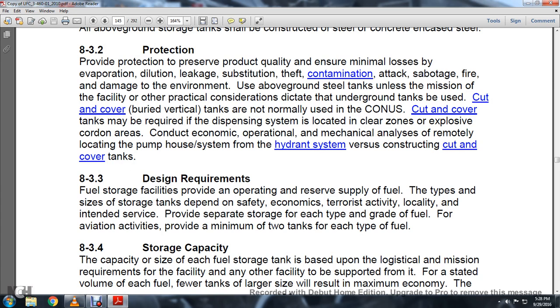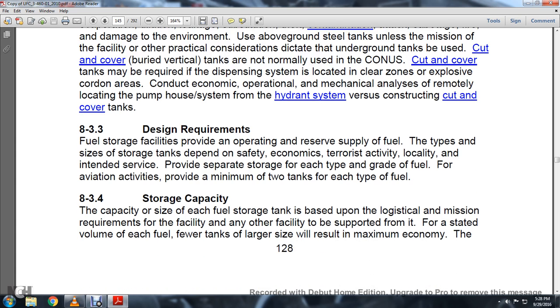8.3.3 Design requirements. Fuel storage facilities are provided with an operating reserve supply of fuel. The types and size of the storage tanks depend on safety, economics, activity, locality, and intended service, provided with a separate storage for each type and grade of fuel. Aviation facilities are provided with a minimum of 2 tanks for each type of fuel.